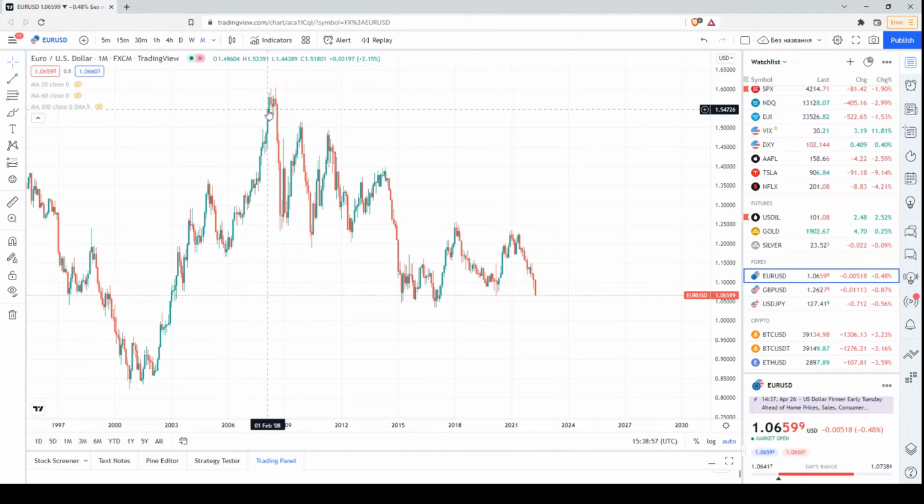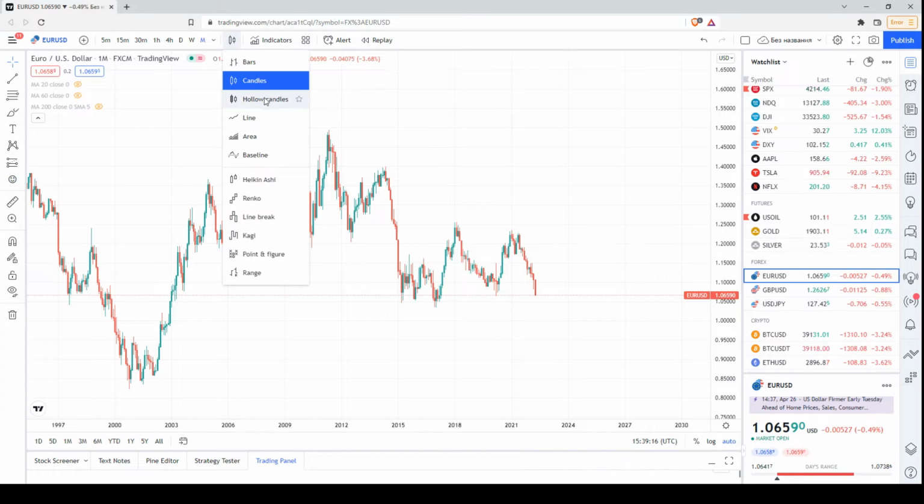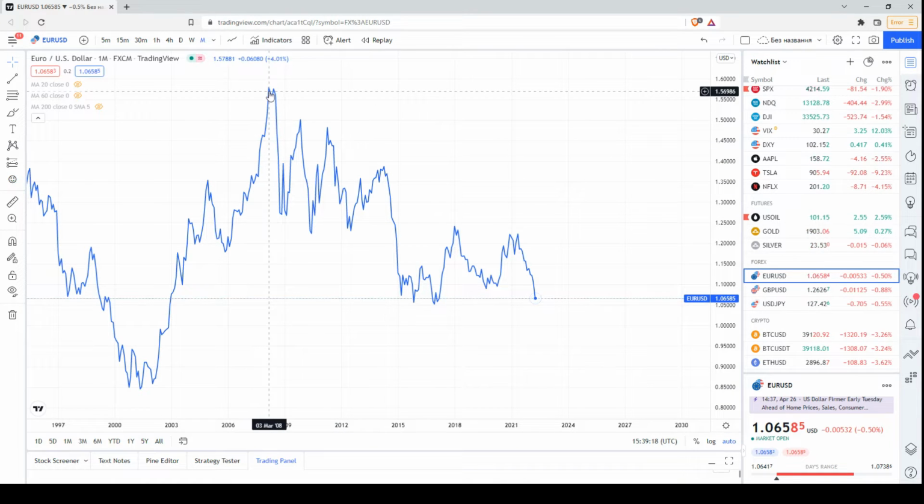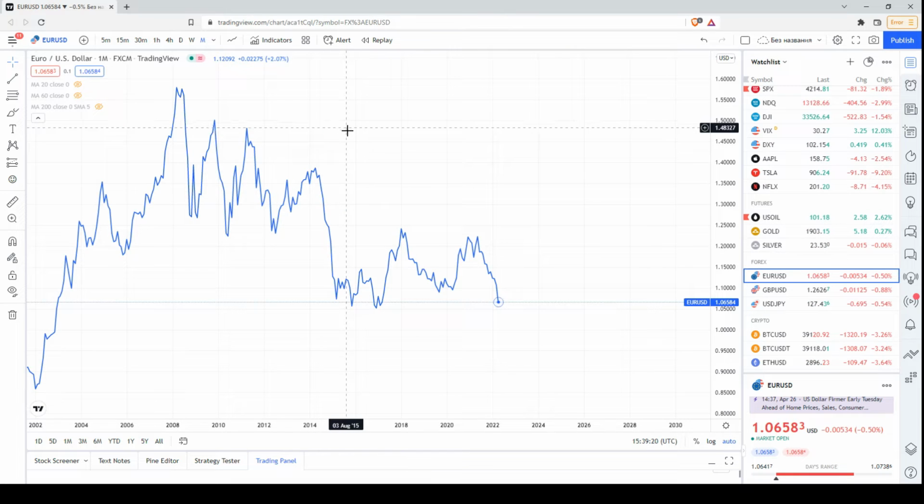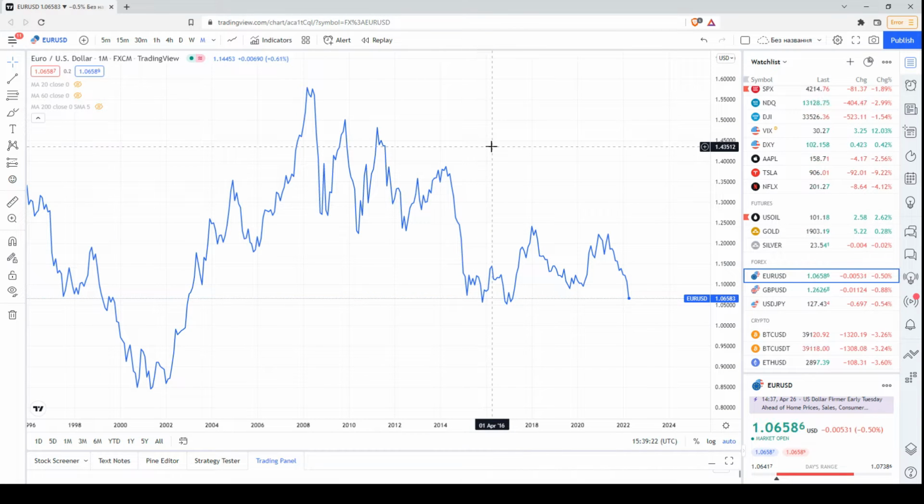This is what we have since 2007 or 2008, a sequence of lower highs and lower lows to some extent. So this is since the beginning of the global financial crisis in 2007, 8, 9. So let's switch to a linear chart. And it's obvious that we have a sequence in the monthly chart of lower highs and lower lows to some extent.